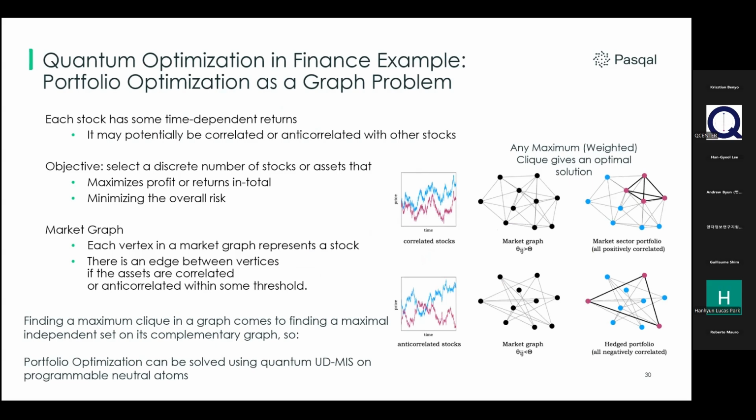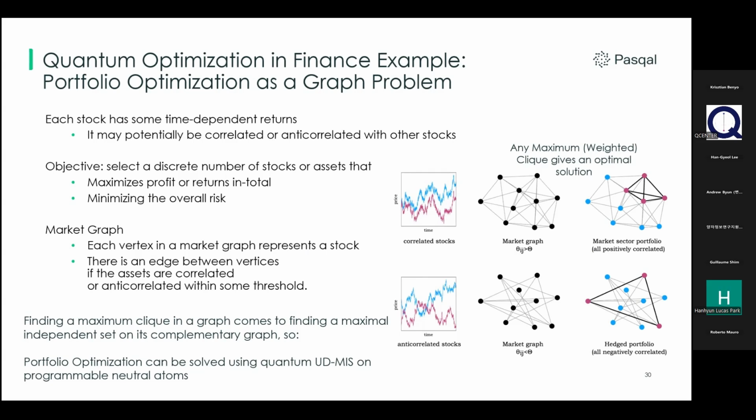Another type of representation is, surprisingly, portfolio optimization. Portfolio optimization can also be tackled by graph representations. So portfolio optimization is typically formulated as an optimization problem, a purely mathematical optimization problem. However, you can introduce graphs in this scenario by creating what we call market graphs.